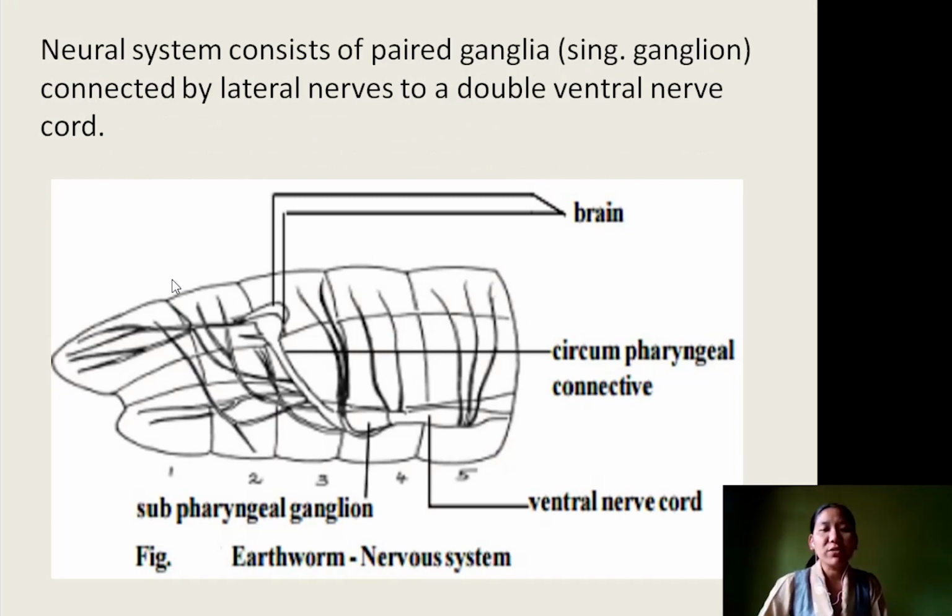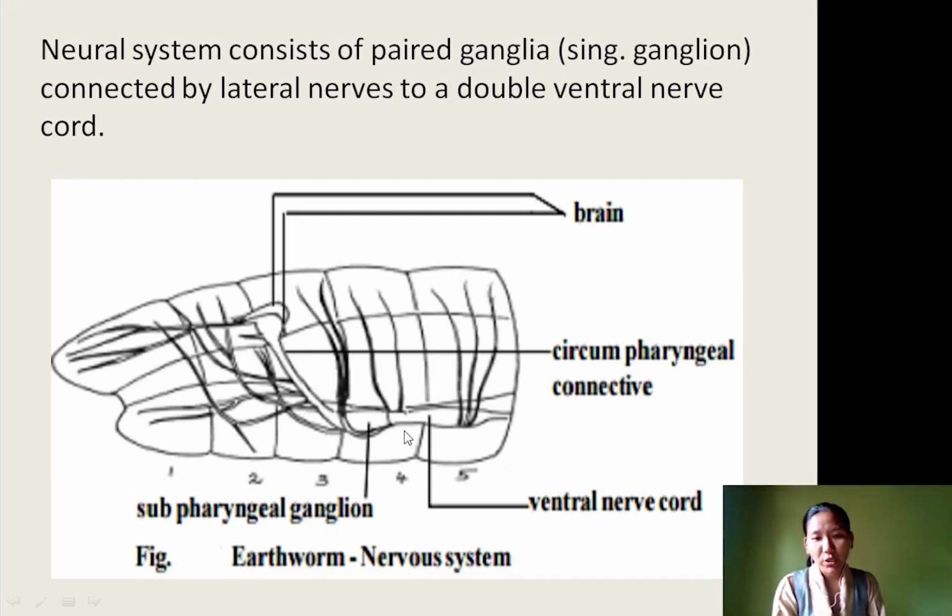Talking about its neural system, in the case of Annelida, it consists of a pair of ganglia, and this pair of ganglia on the dorsal surface forms something like a brain, and they are connected by a lateral nerve here. These are then connected to the ventral nerve cord. So they have a pair of ganglia forming a brain, and these are connected to the ventral nerve cord through the lateral nerve.